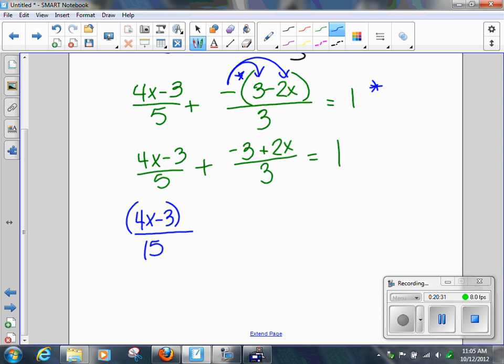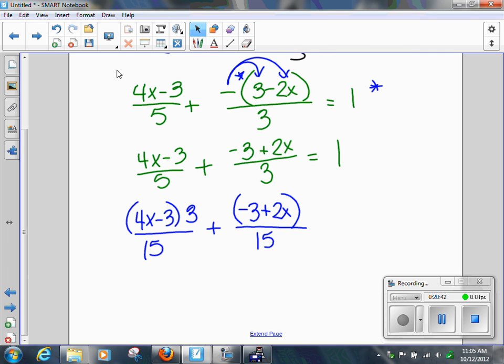Times 3, because that's what I have to multiply by 5 to get 15. So 3 is on top. I got 15 here. I'm going to take negative 3 plus 2x, and I'm going to make that a 3. What are we multiplying to the top of that second rational expression? 5. And then what do you want to do with 1, folks?